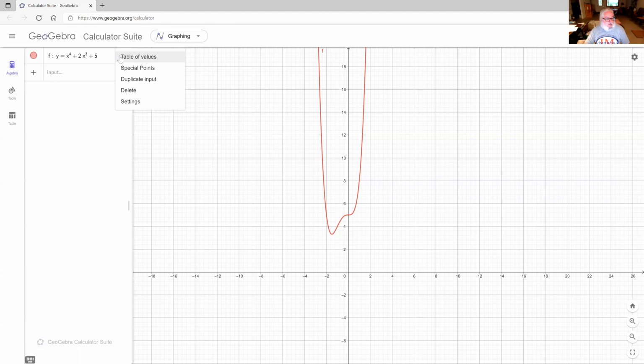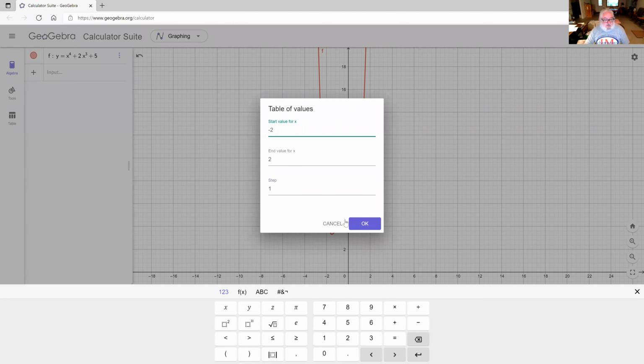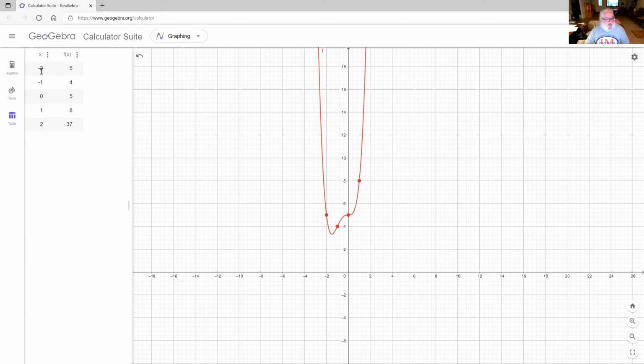And we can insert a table to see what the values look like. And here, minus 2 gives me 5, but plus 2 gives me 37. There's no particular relationship between the y values I get for equal and opposite x's. So it's neither even nor odd.